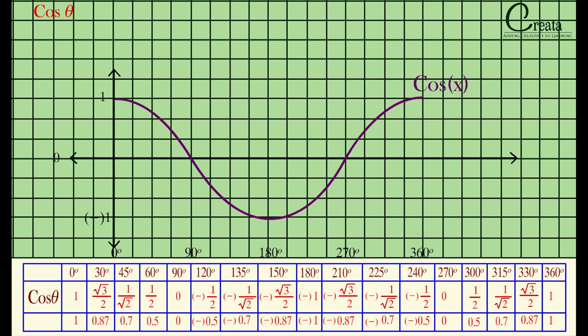Okay, are you able to connect with the graph of cos theta? It is similar to sine theta. Only difference is sine start at 0 on y-axis while cos start at 1 on y-axis. There is a lag of 90 degree between sine and cos theta.